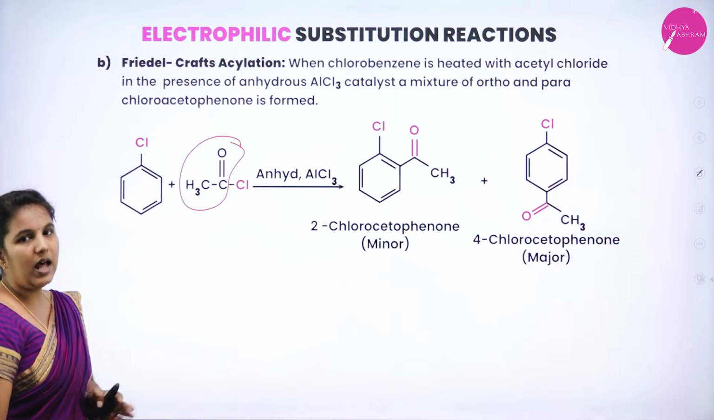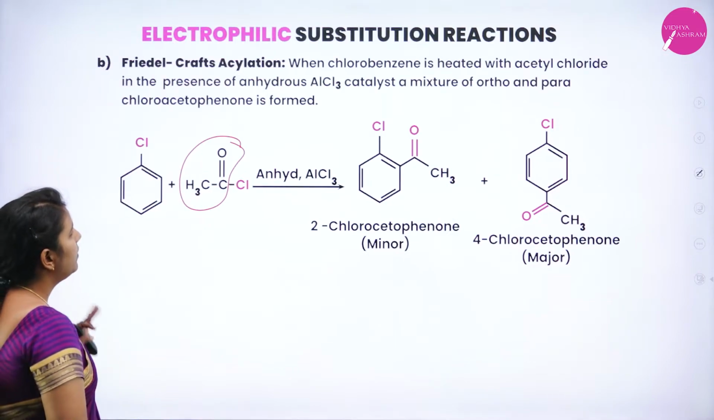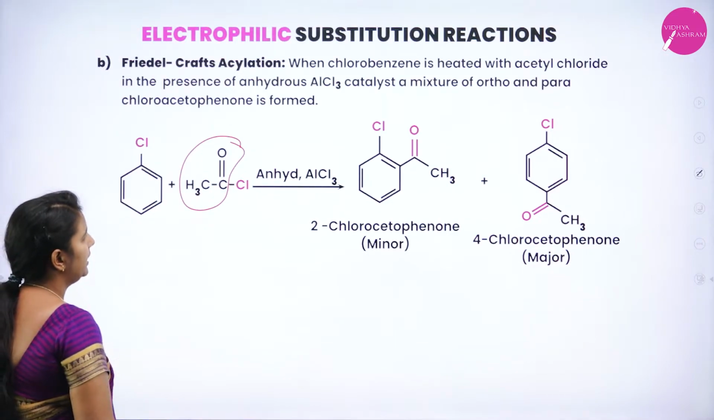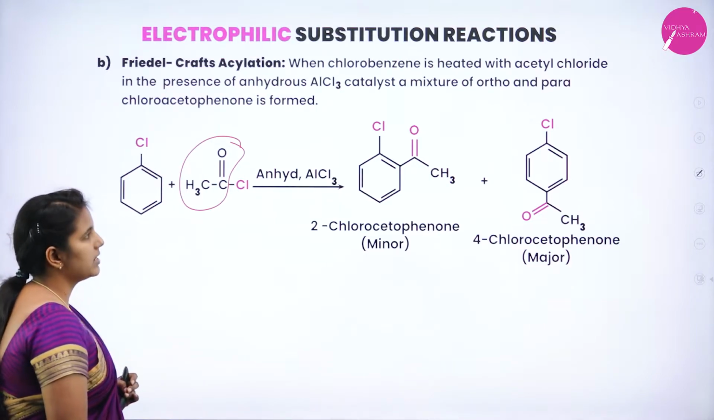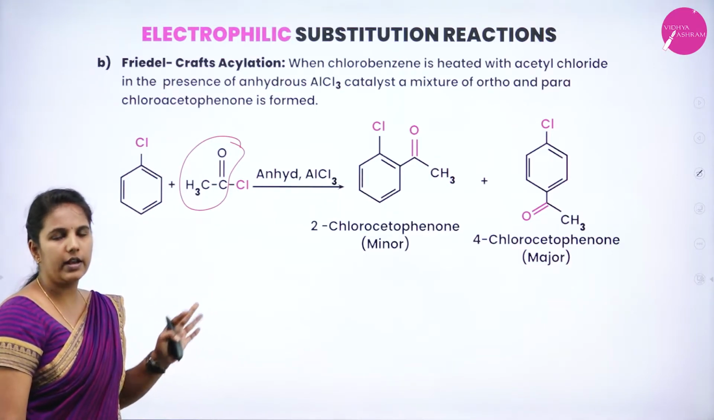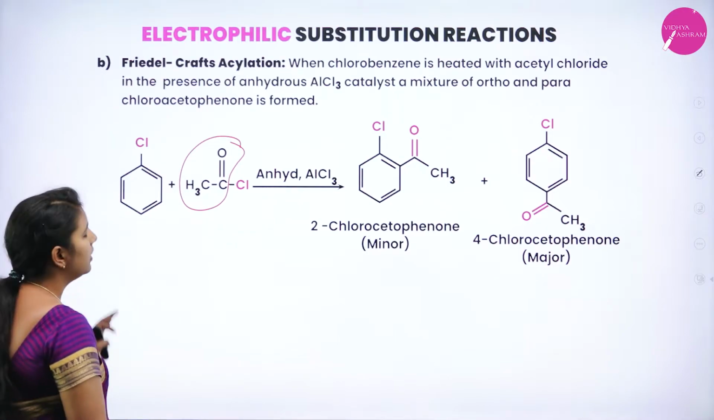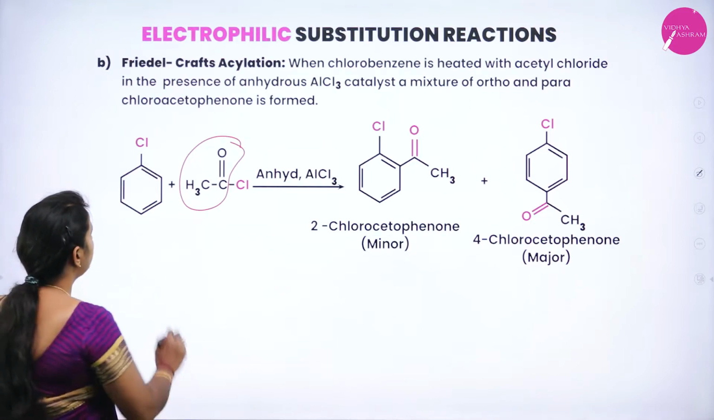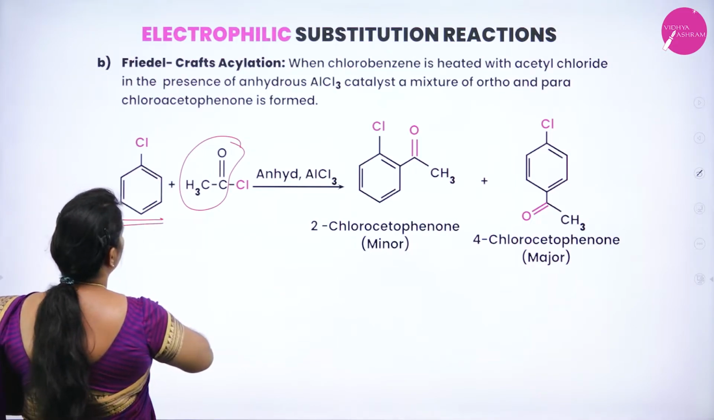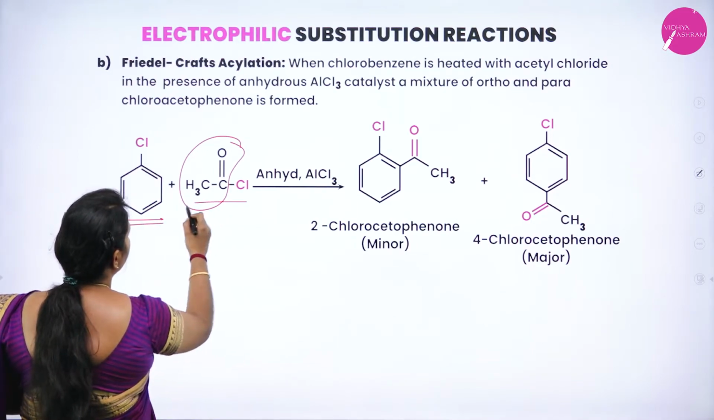CH3COO is an acyl group. Okay. When chlorobenzene is heated with acyl chloride in the presence of anhydrous aluminum chloride as a catalyst, a mixture of ortho and para substituted products will be formed, and that is known as what? Chloroacetophenone. So, I am taking what? Chlorobenzene, which has been treated with what?